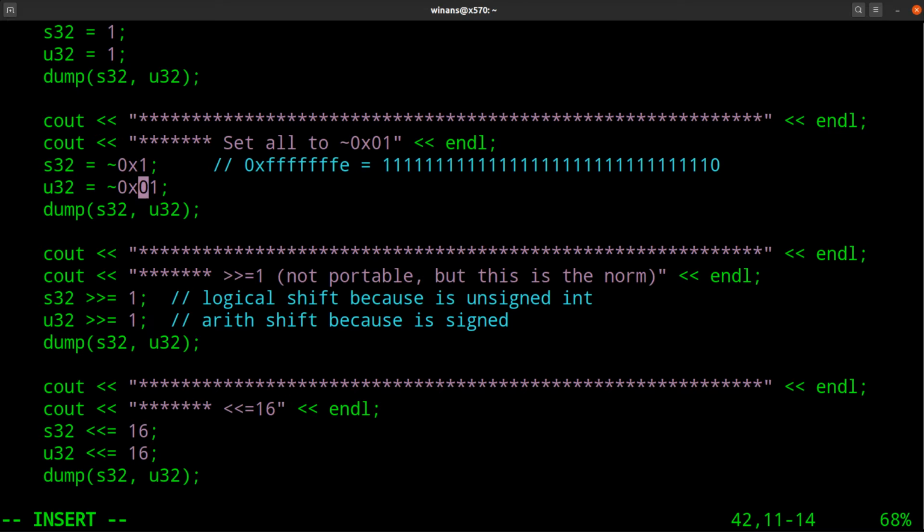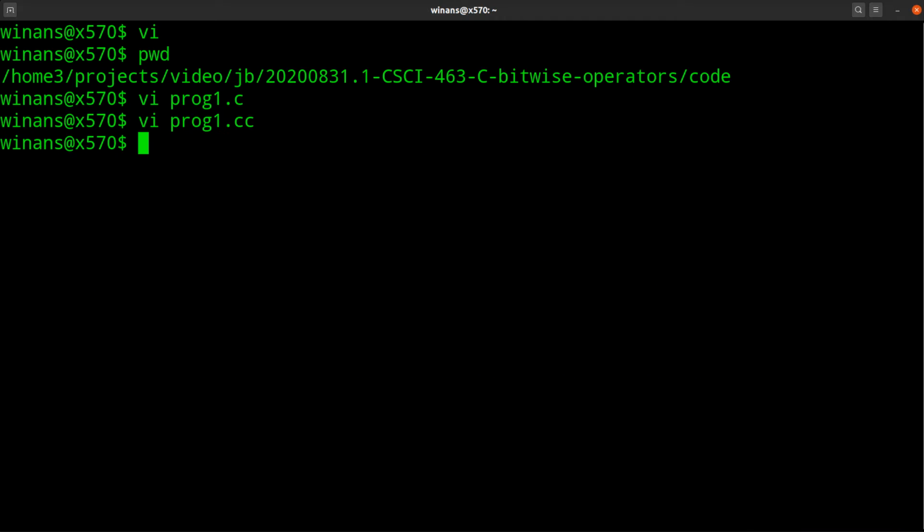Here's another one I could have done. 1, 2, 3, 4, 5, 6, 7 zeros and a 1. This one fully specifies all the bits of a 32-bit value. This might be a little more intuitive in your program to put it all in there, but both of these really mean the same thing. I'm assigning this to a signed 32-bit value, this one to an unsigned 32-bit value, okay? Let's go ahead and run this and take a look and see what that is doing at that point before we move on.